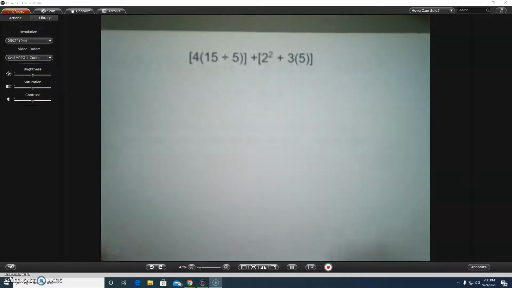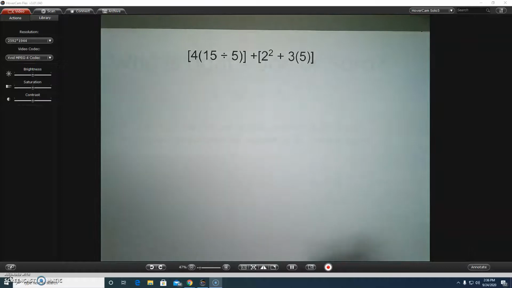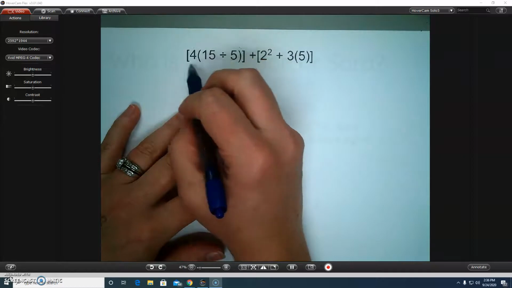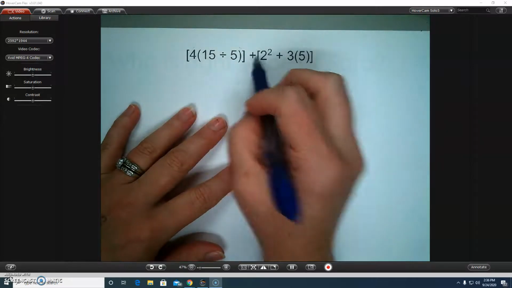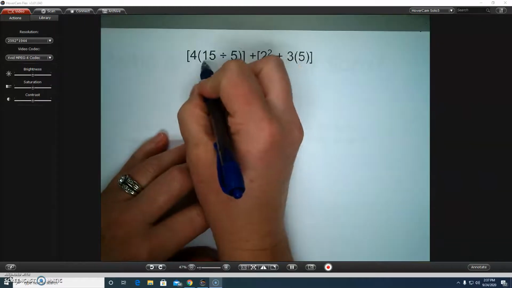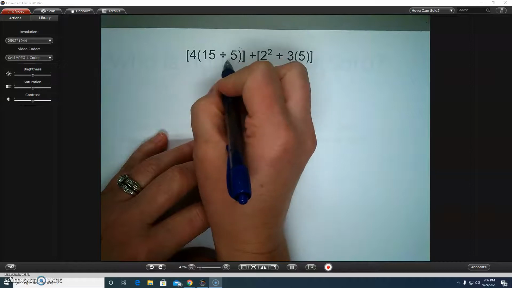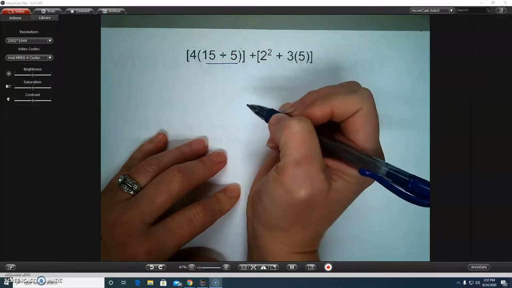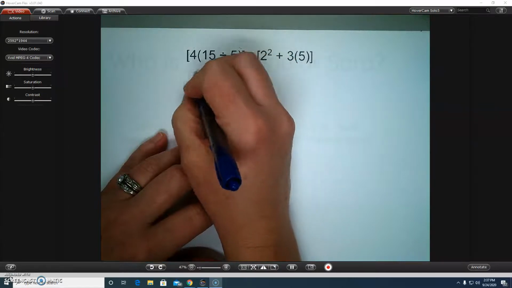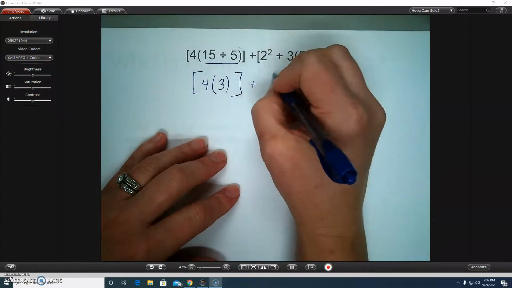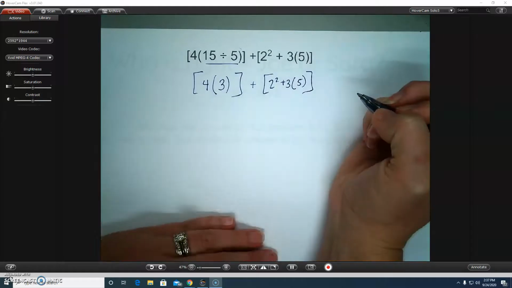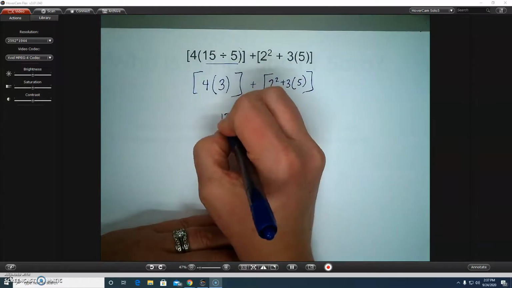This last one's kind of a doozy. We have parentheses inside of parentheses. Don't get scared. We're going to take care of this one, then we're going to take care of this one, and then we'll get involved with that plus sign that's in between the two of them. So this one over here are my parentheses inside of my parentheses. I need to take care of these ones first. So 15 divided by 5 is 3. Now I have 4 times 3, and it's 12.